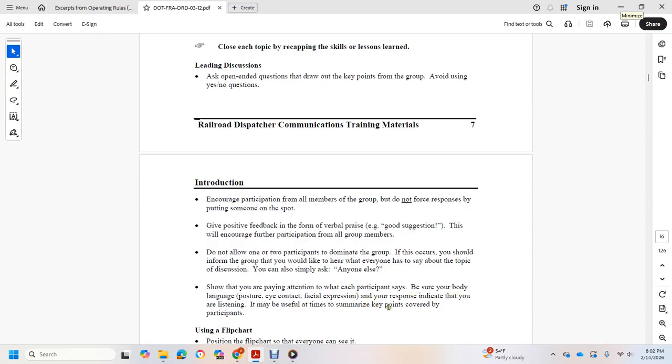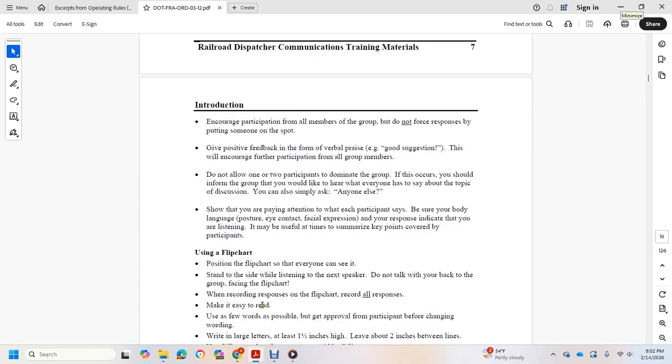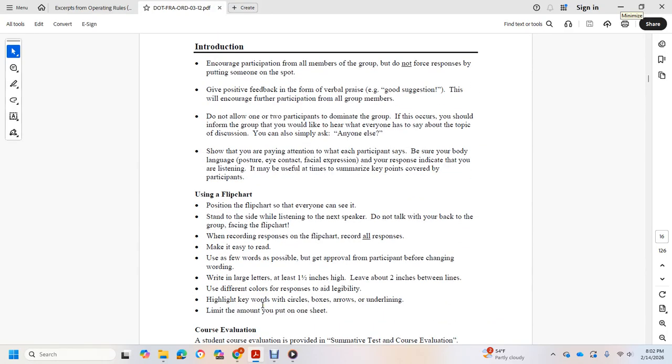It may be useful at times to summarize key points covered by the participants using a flip chart. Position the flip chart so everyone can see it. Stand to the side of the flip chart while listening to the next speaker, but do not talk with your back to the group while facing the flip chart for recording.